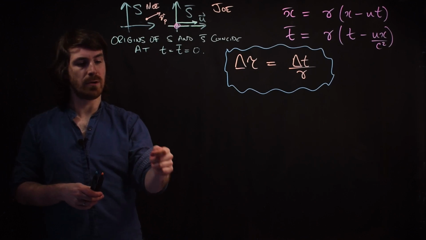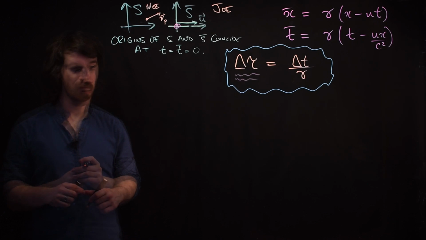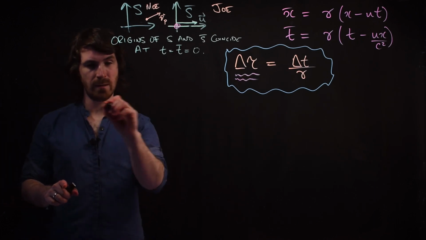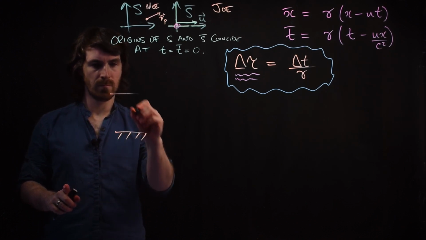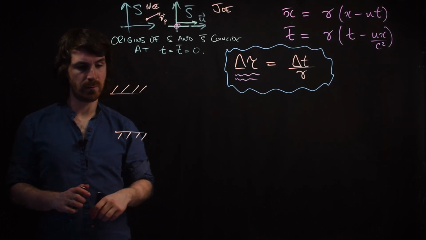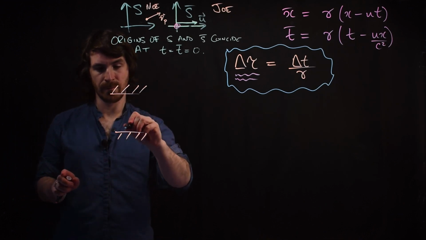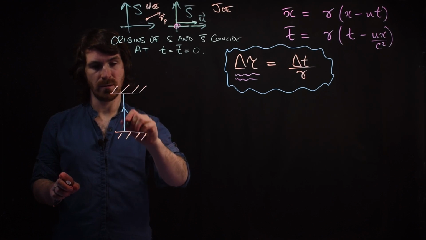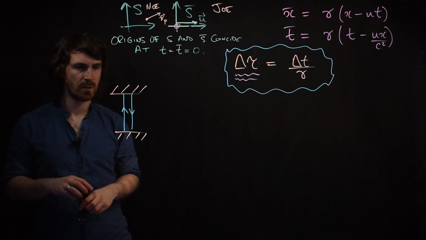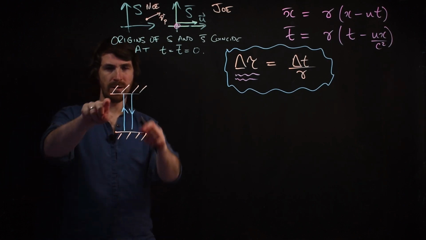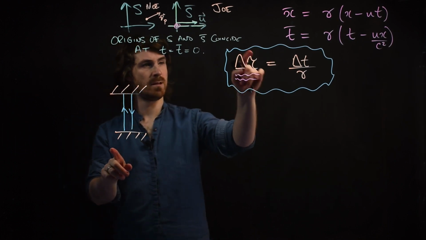So let's think about a clock. Let's think about a special type of clock. So the clock we'll think about is based on two mirrors. And we measure time by the time that light takes to travel between these two mirrors. Okay, so this is 1 second, 2 seconds, 3 seconds. Okay, so if you're in the frame of the clock, then the time interval is this delta tau.